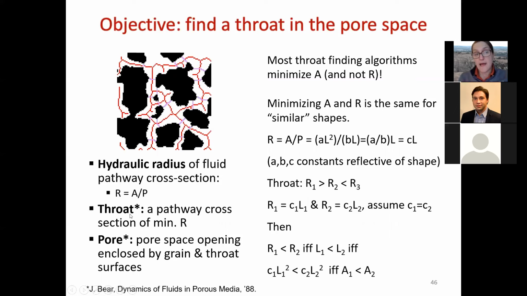Okay. Now, technically, what we refer to a throat is this pathway. So we're talking about cross section. So it's essentially a two-dimensional object that has minimum radius, hydraulic radius, along certain path, right? And pore is some sort of pore space opening enclosed by grains and throat surfaces. Okay?